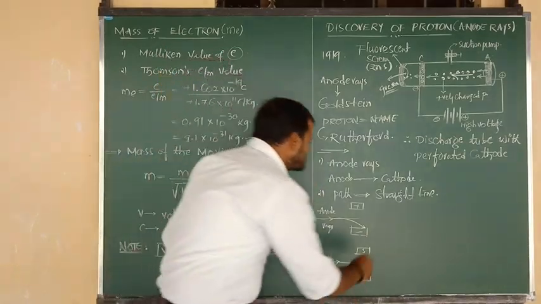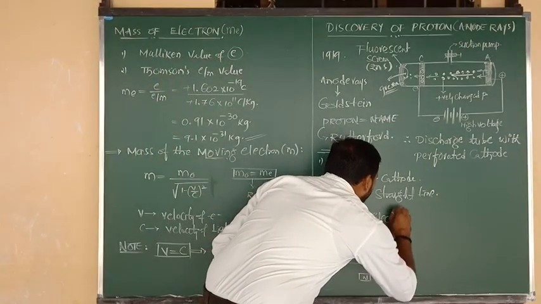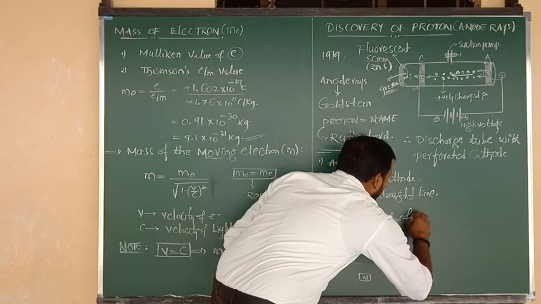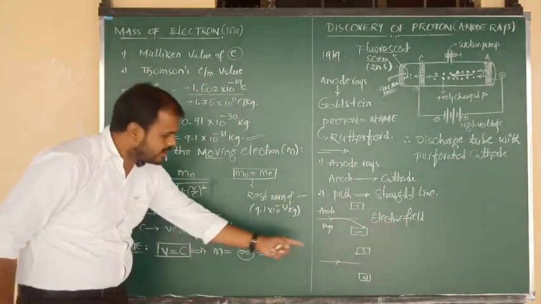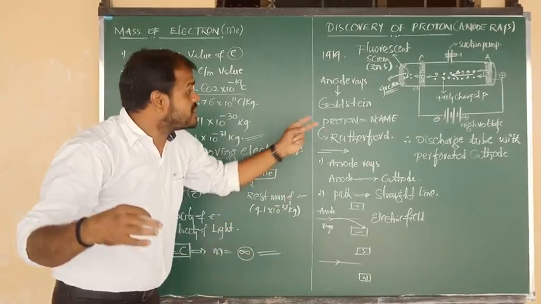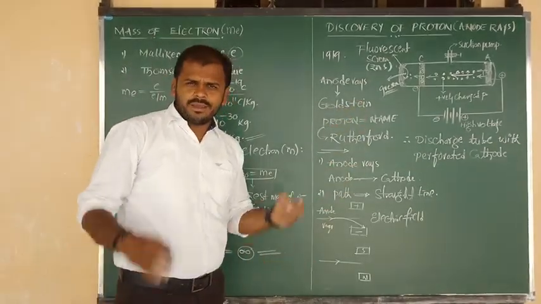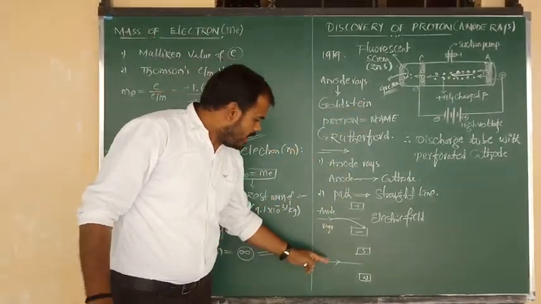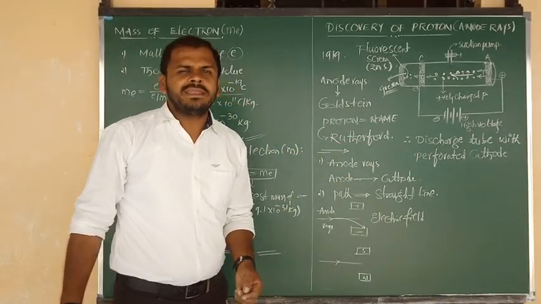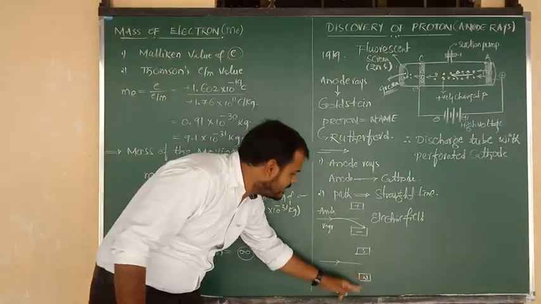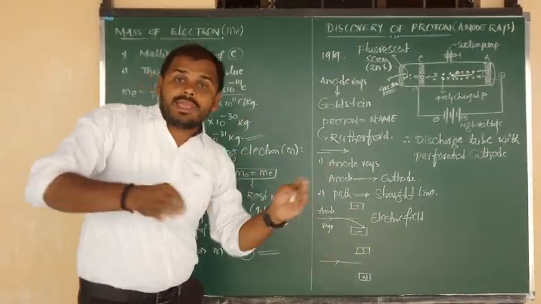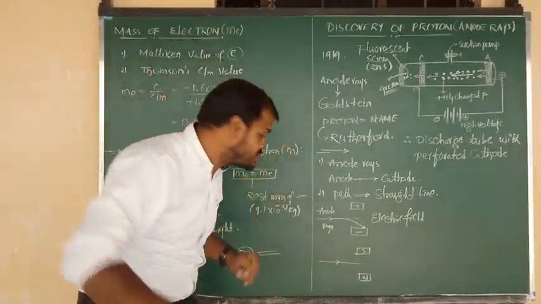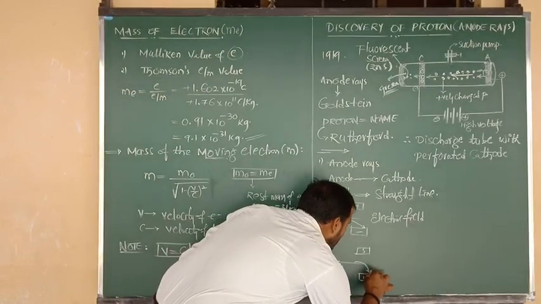Okay? So this is the experiment we did in the presence of which field? In the presence of electric field. We did this experiment. Next, Goldstein observed that generally anode rays travel in a straight line, but under the influence of a magnetic field, they deviate, or we can say they are attracted towards the north pole.